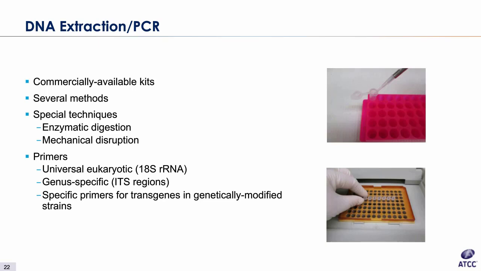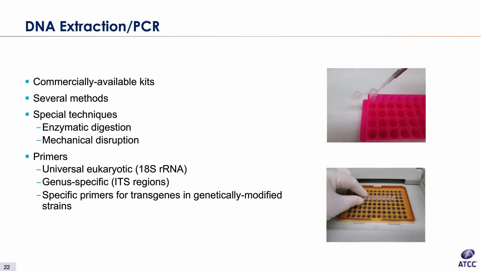Now the primers we use are universal eukaryotic 18S rRNA. There are genus-specific primers against ITS regions of certain organisms in case greater speciation is desired or needed. And there are specific primers for transgenes and genetically modified strains.